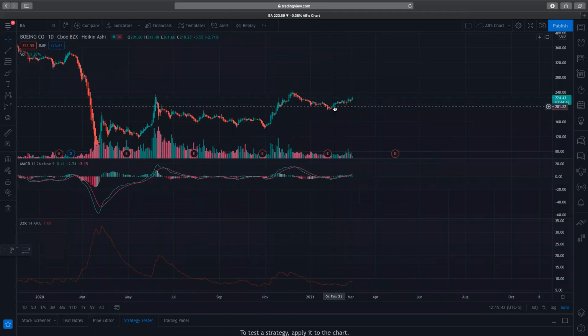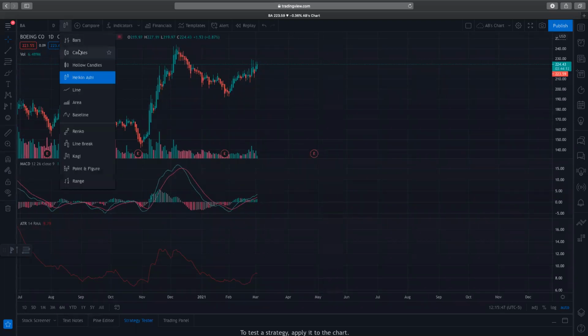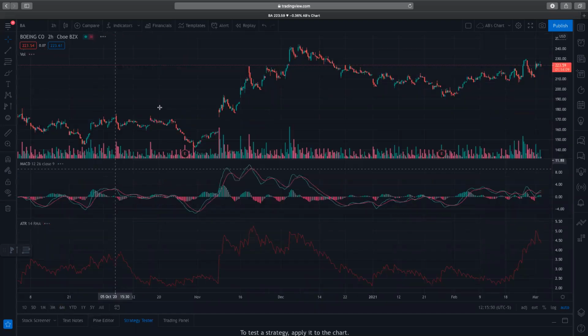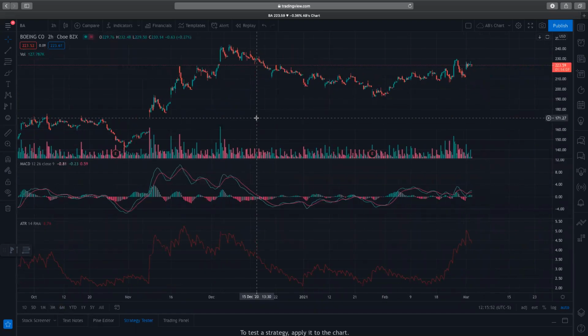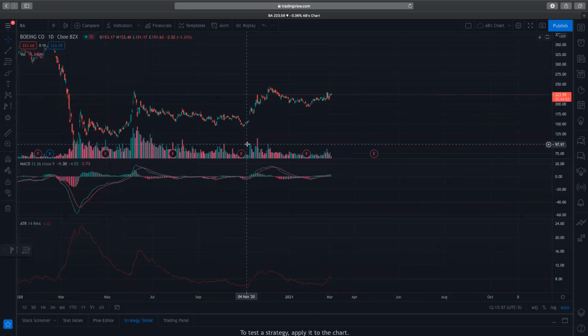Sorry, this is showing me something weird. Okay, I don't know why it's showing me something like this, but let me show you this real quick. I'll just go to FinViz.